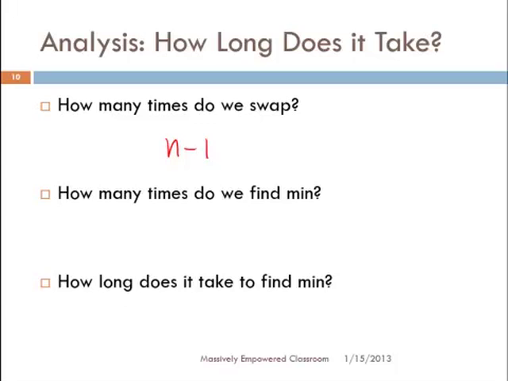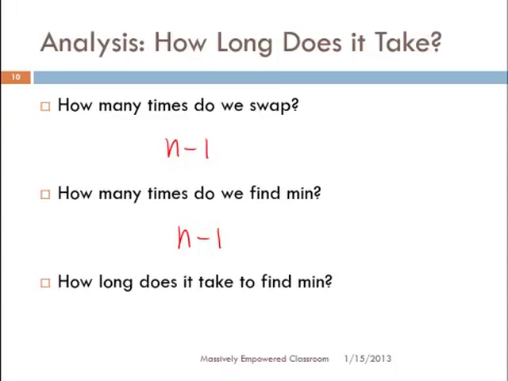How many times do we find the minimum? Right? For each swap, we find the minimum once. So that is also done n-1 times. But is there some other operation which might take longer than this? How long does it take to find the minimum?